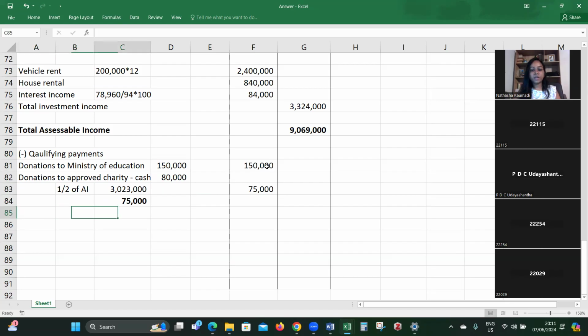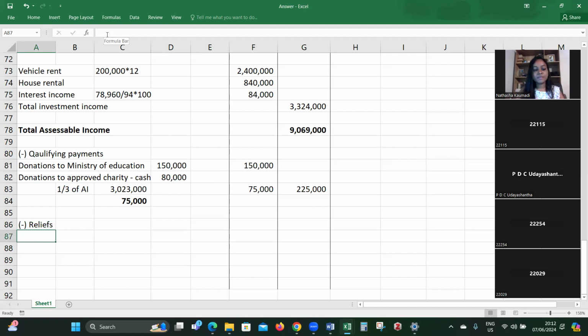Right. So those are the qualifying payments we have. So we can take the total. Oh, sir, it was typing. Yes. Sorry, sir. Mistake, my bad. 1/3 of the assessable income. Right. So these are the donations. And then we can deduct what? What is next? We can deduct the reliefs.